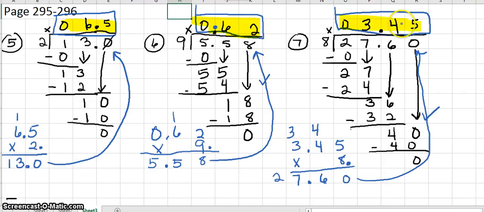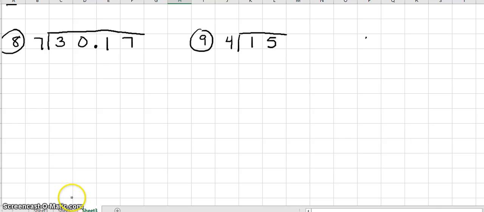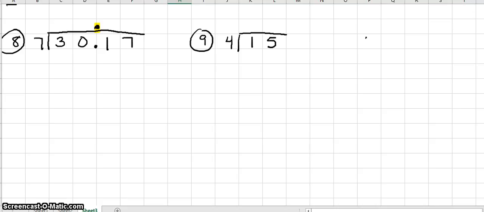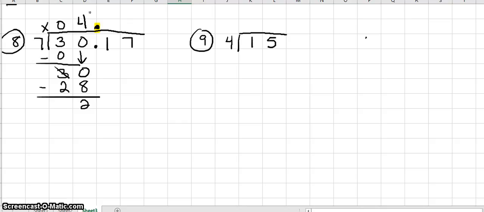Highlight it up. So how'd you do? Let's do some more. Here's number 8 and 9. Bring my decimal up, put my multiplication sign right there. What times 7 will get me 3? Nothing. I subtract, I get 3, bring down my 0. What times 7 will get me to 30? Closest I can get is 4. 4 times 7 is 28. And I subtract and I get 2.